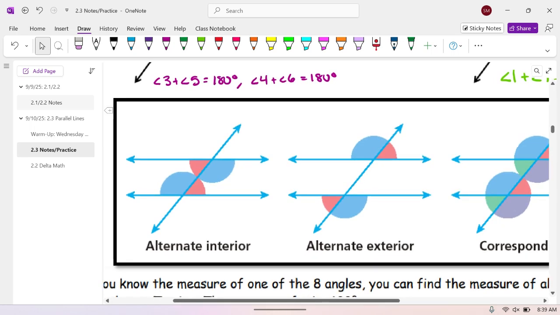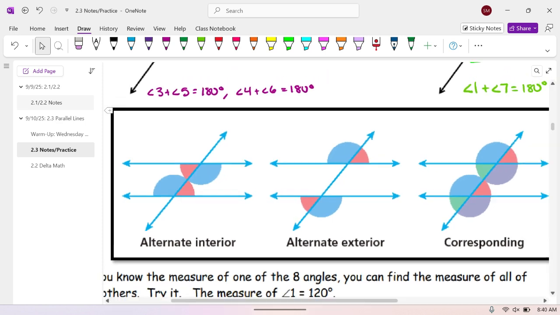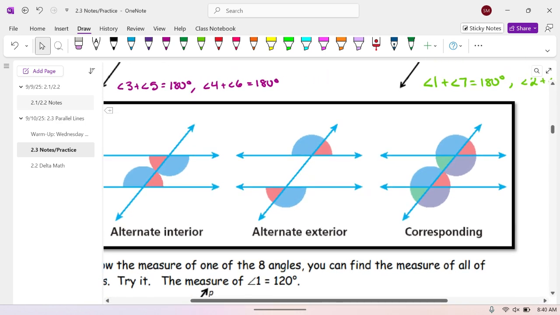Just something to note here, they're basically just restating what the alternate interior, alternate exterior, and corresponding angles are. Since your papers are not colored, I would make sure that these are colored differently so you know which is which. Again, it's just restating what we already talked about.